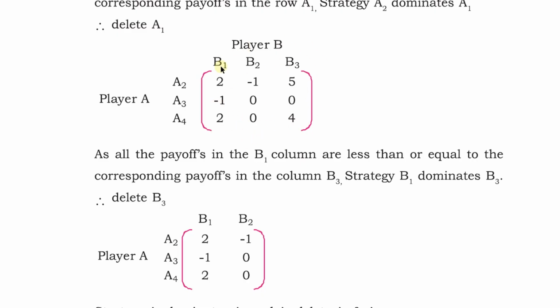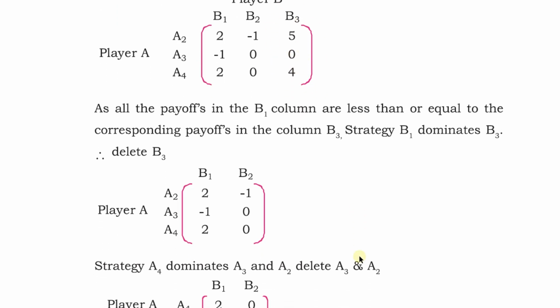Remember, while considering the column comparison, we have to make sure that the one which is going to dominate has elements smaller than the other strategy. So b1 cannot dominate b2. Let us take b1 with b3. 2 is less than 5, minus 1 is less than 0, 2 is less than 4. So we now got a perfect match here. As all the payoffs in the b1 column are less than or equal to the corresponding payoffs in column b3, strategy b1 dominates b3. Hence we are deleting the b3 column here.